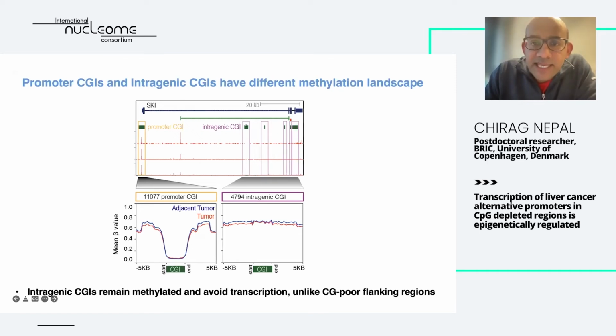Whereas in the case of the intragenic CGI, we now know that the intragenic CGI do not lose methylation, unlike the CG poor region. And that is the reason why there was no open chromatin and no activation of transcription, no K27 acetyl mark. That explains why the transcription did not happen in the intragenic CGI.